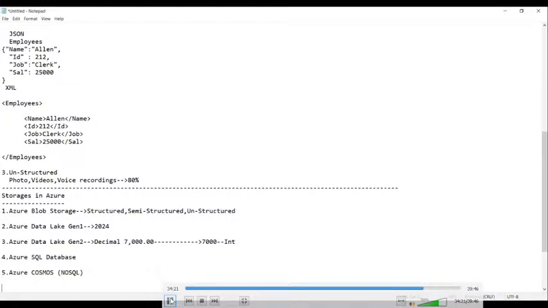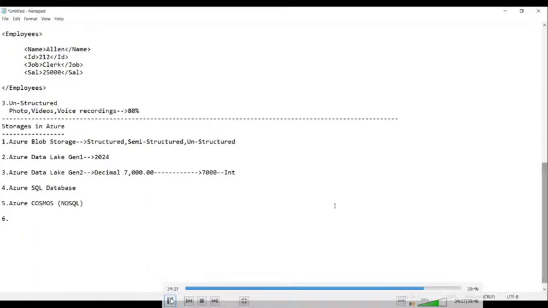Then after this, we have Azure Synapse. Azure Synapse itself is a data warehouse. Then we have the elastic pool. Now, guys, these are all the various storages.